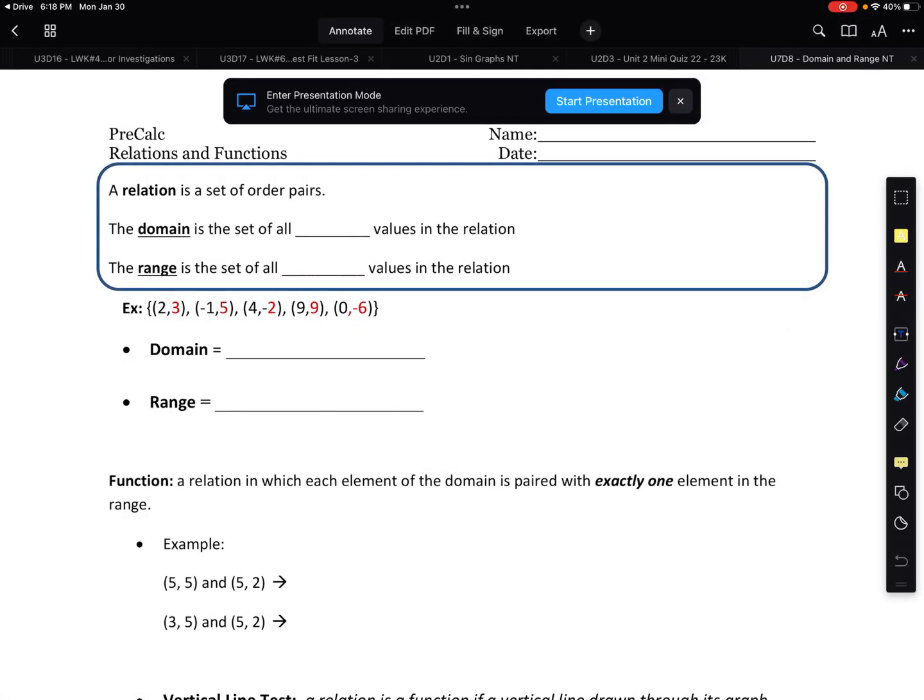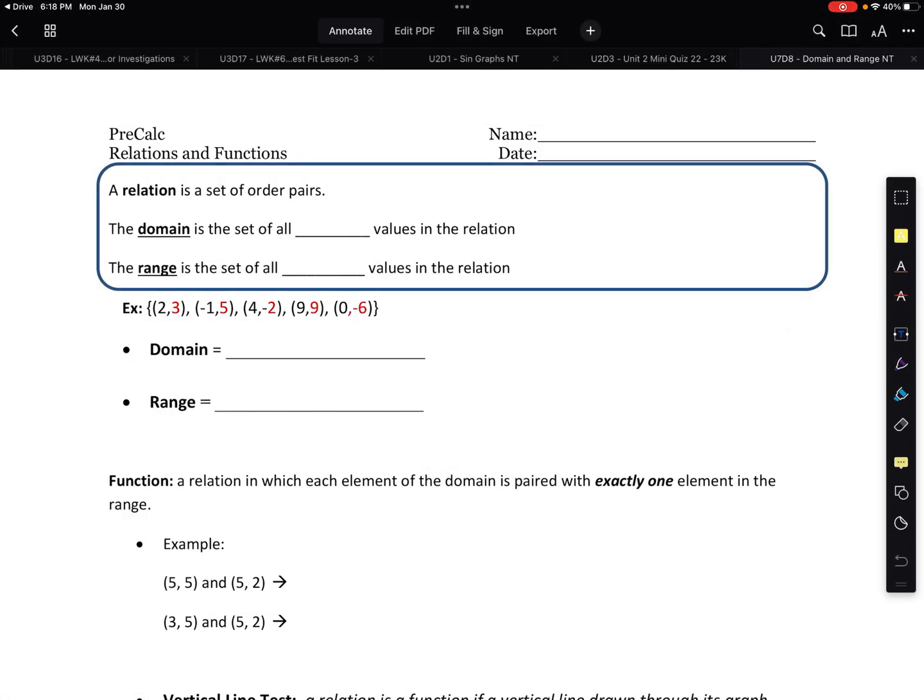Hello everybody. I want to talk through this worksheet here today. I wasn't sure how class would go with our exam, so I wanted to make sure I gave everyone the opportunity to work through this.